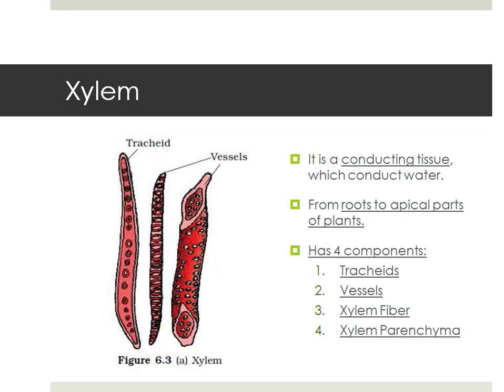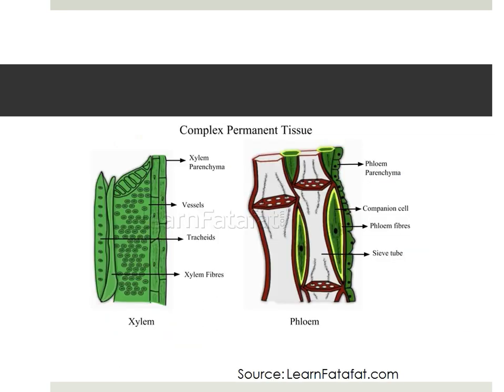So xylem obviously will have multiple components, and those components are tracheids, vessels, xylem fiber, xylem parenchyma. Tracheids, vessels and xylem fibers are dead cells, whereas xylem parenchyma is a living cell. The details are not required as of now, so let's skip that. Here we have another diagram which can show you the complete structure of xylem and all the four components, how they are joined together to form xylem, and they are compositely working together to perform a particular function, that is conduction of water from root to the parts of the body.